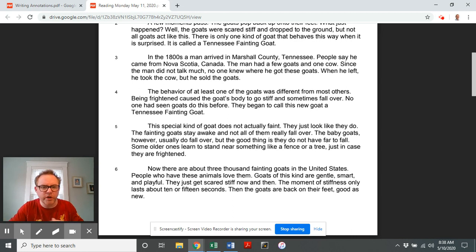All right, 2 to go. Paragraph 5. This special kind of goat does not actually faint, they just look like they do. The fainting goats stay awake, and not all of them really fall over. The baby goats, however, usually do fall over. But the good thing is that they do not have far to fall. Some older ones learn to stand near something like a fence or a tree just in case they are frightened.